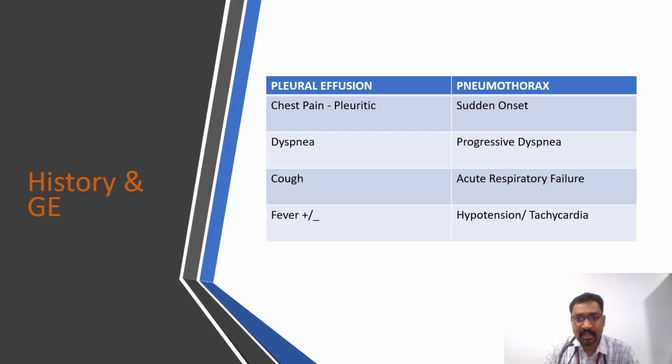However, this can be relieved when the patient lies on the same side where there is pleural fluid accumulation. This is because there is decreased friction between the two pleural layers when the patient lies on that particular side. These patients can also develop a slowly progressive dyspnea and a dry cough.